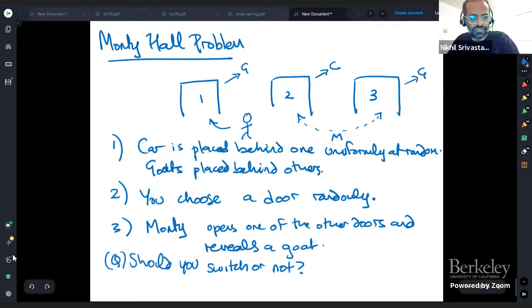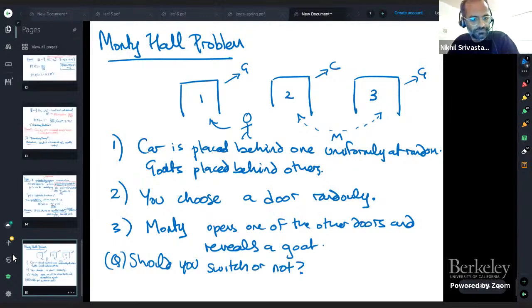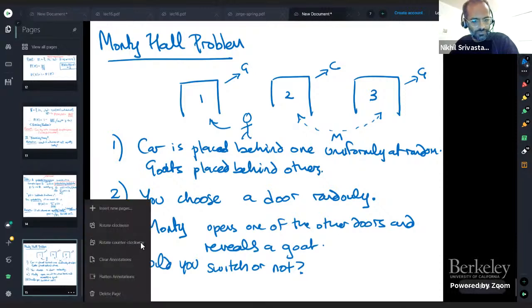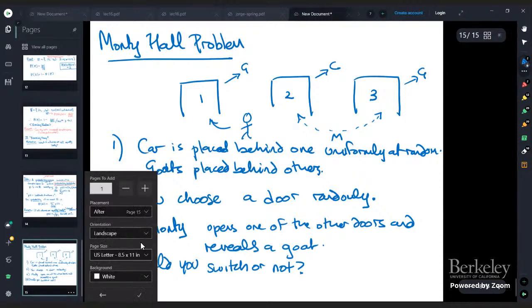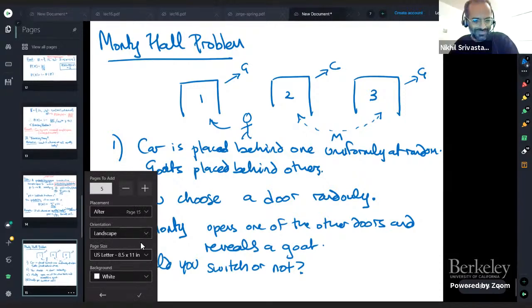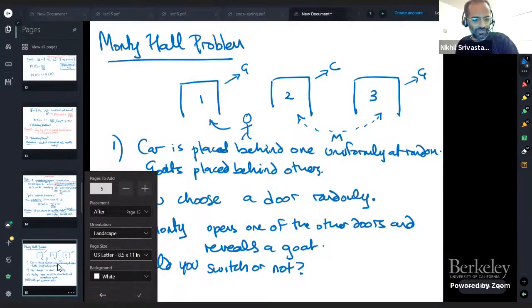Okay, so that's called the Monty Hall problem. Let me add some more pages here since I'm running out. So in the meantime, let's form some thoughts on this. Should you switch or not? I don't remember the exact reason why, but you should always switch. Does anybody have any intuitive reasoning about whether or not you should switch?